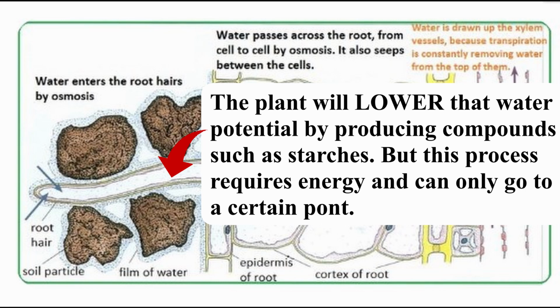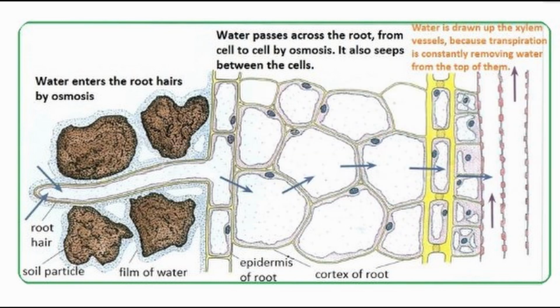You're probably familiar with phloem. That's the channel system that actually moves around the plant and kind of has a downward flow and a lateral flow.